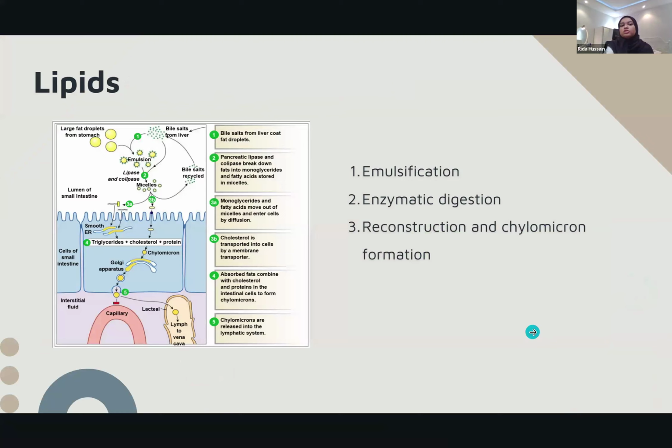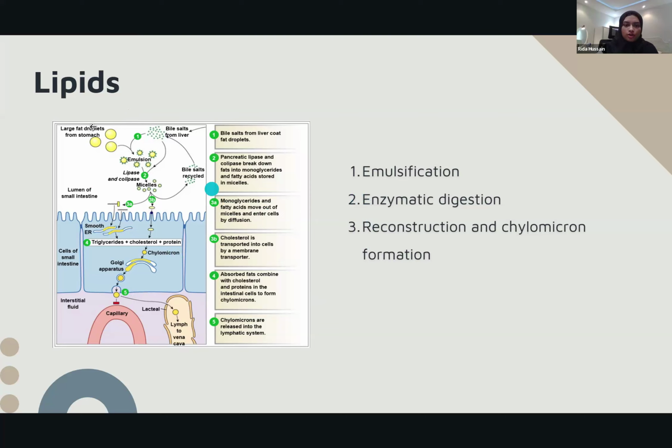Now we will be moving on to lipids. This is the main mechanism. This picture speaks for itself. If you know this, I think you should be good. The main processes in lipid metabolism and absorption are first off emulsification, then enzymatic digestion, then reconstruction of those lipids, and chylomicron formation. So what is emulsification?